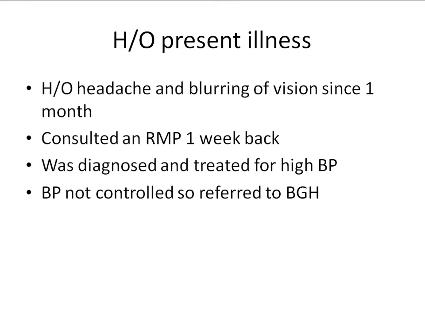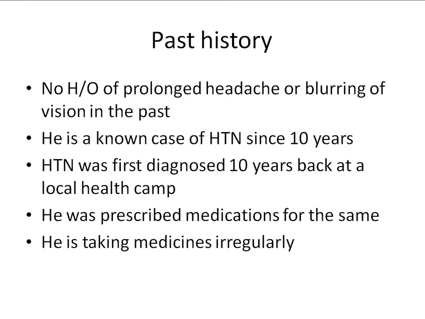Coming to past history, he has no history of prolonged headache or blurring of vision in the past. He is a known case of hypertension for 10 years. Hypertension was first diagnosed 10 years back at a local camp organized in his village, and since then he has been taking medications irregularly. Earlier he was earning, so he used to buy the medications. As he is not earning now, he is dependent on his son for money to buy medications. Whenever his son gives him money, he buys them. Otherwise, he is not taking the medications.